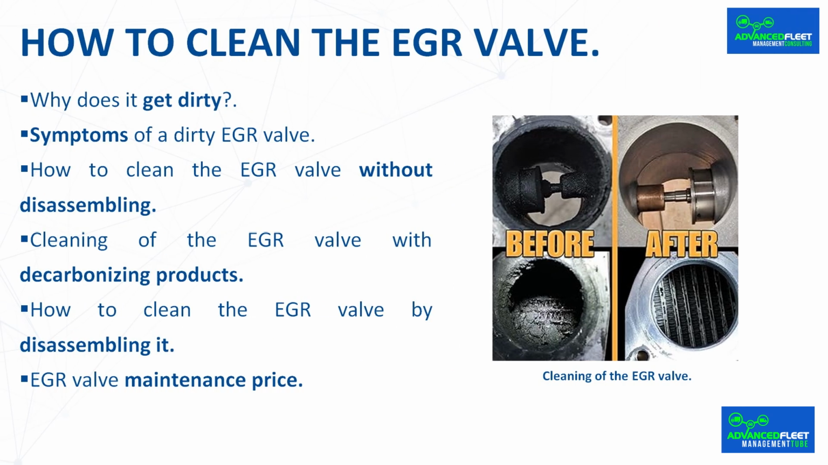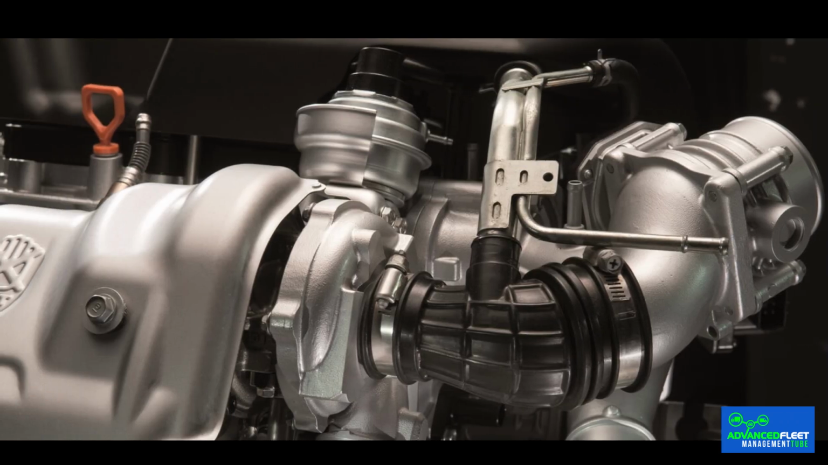How to clean the EGR valve by disassembling it. If the above methods are not effective, it may be necessary to disassemble the valve for further cleaning. 1. Locating and disassembling. Refer to the vehicle manual to locate the EGR valve. Carefully disconnect the connections and hoses and remove the valve with the proper tools.